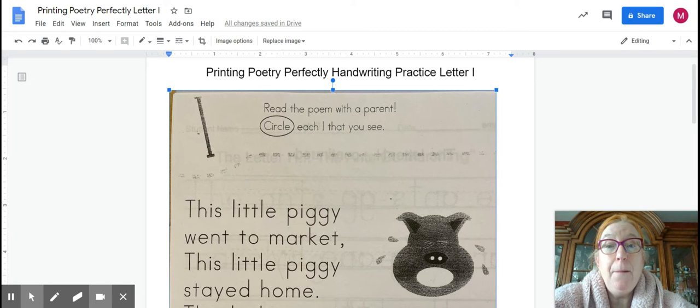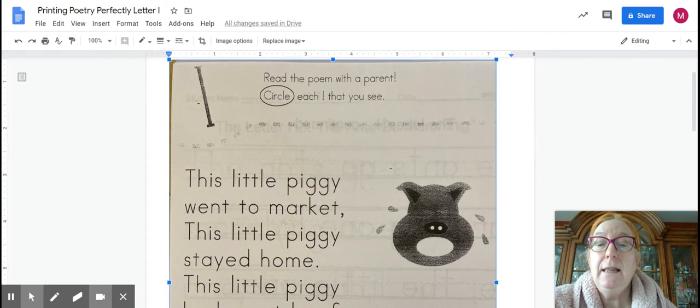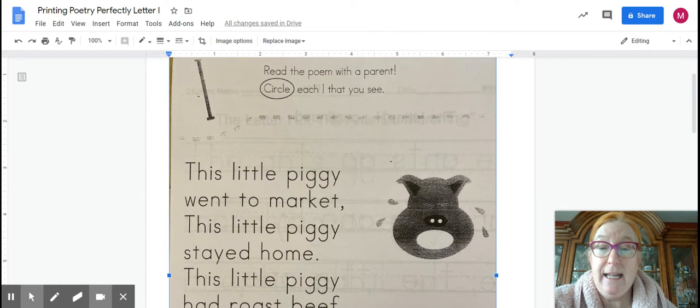Printing poetry perfectly, handwriting practice, letter I. So today we're going to read the poem, Little Piggy Went to Market.